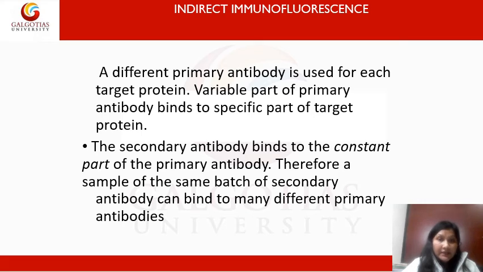Now coming to the second type, that is indirect immunofluorescence. In this technique, a different primary antibody is used for each target protein. The variable part of primary antibodies binds to a specific part of the target protein. The secondary antibodies bind to the constant part of the primary antibody. Therefore, a sample of the same batch of secondary antibody can bind to many different primary antibodies.